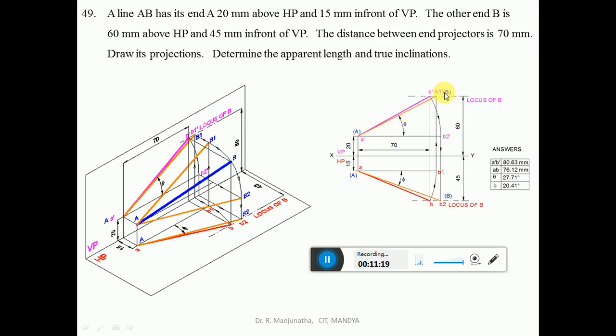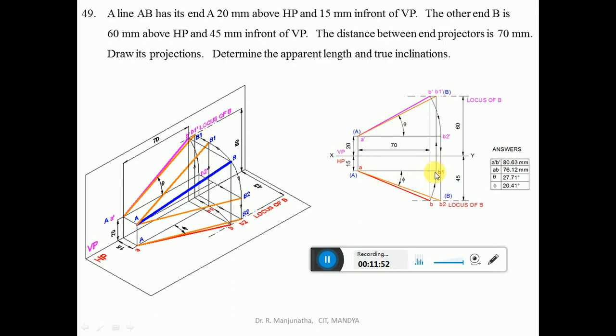So first we are going to consider the true length. That means you have to make the line parallel to VP. Which is the line which is to be parallel to VP? The line which is inclined to VP. So the line which is inclined to VP is small ab. So with a as center, take the radius of ab using the compass. You draw an arc such that ab1 is made parallel to VP. That is, both a and b1 will be in front of VP by 15 mm. So once we make that line parallel to VP, we will find the true length in VP.